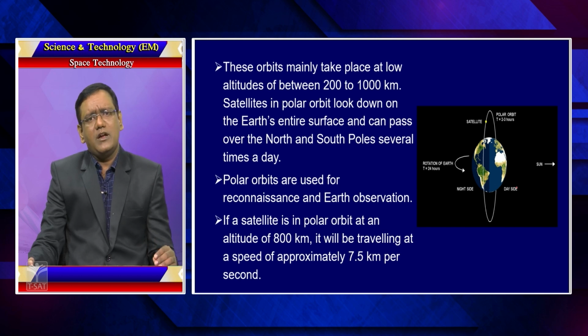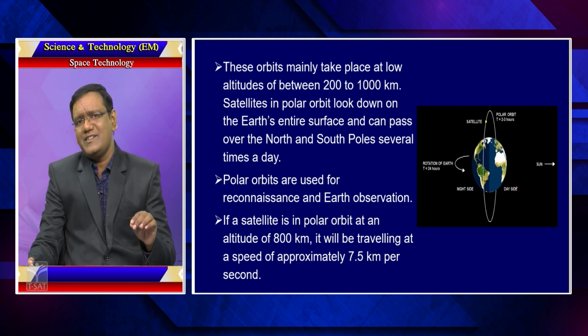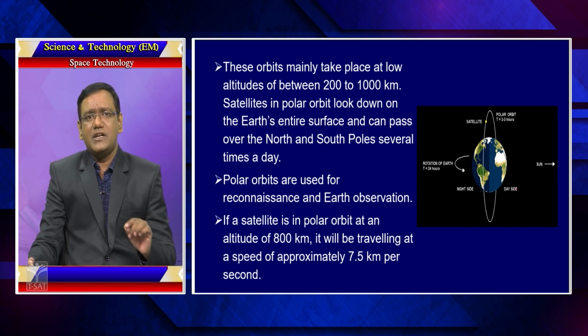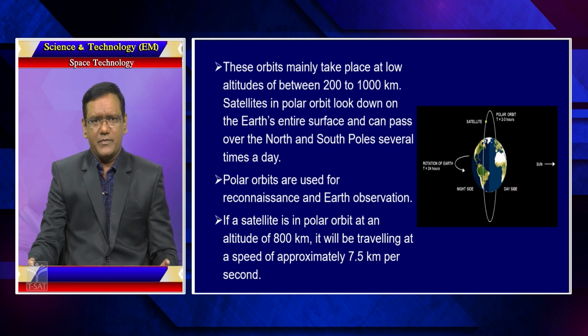The satellites in polar orbit look down on the Earth's entire surface and can pass over the north and south poles several times a day. Which means an artificial satellite in a polar orbit passes over the Earth several times in a day. So the polar orbits are used for reconnaissance and Earth observation, since these satellites revolve around the Earth from north to south.